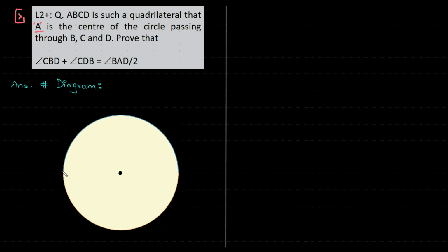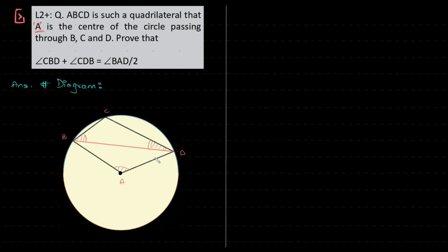So we have a quadrilateral which is going to look something like this. So what do we have? We have, say, this to be point A, B, C and D. And I'm going to join this because we have to prove that CBD, this particular angle, plus CDB, this particular angle, is equal to half of BAD, this particular angle.